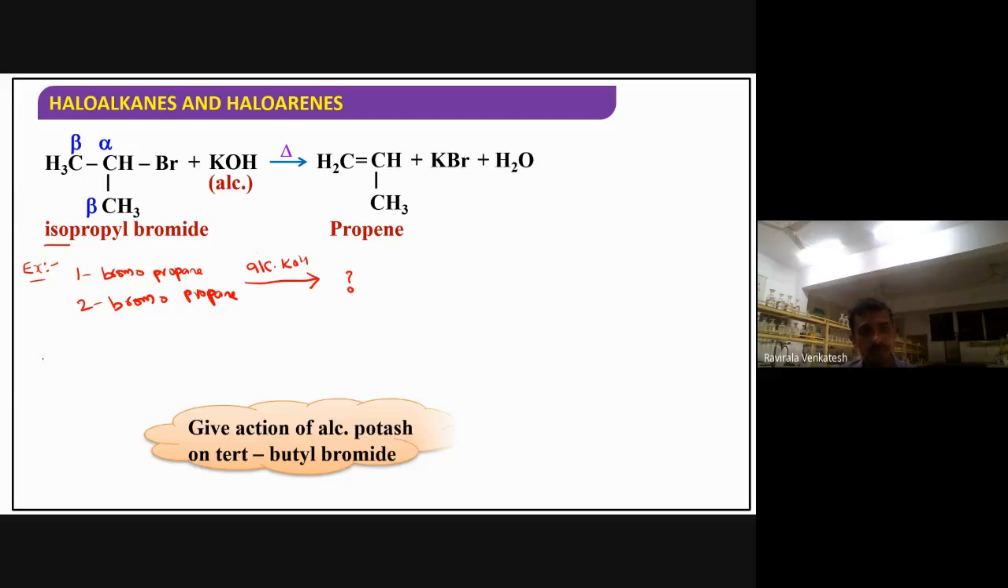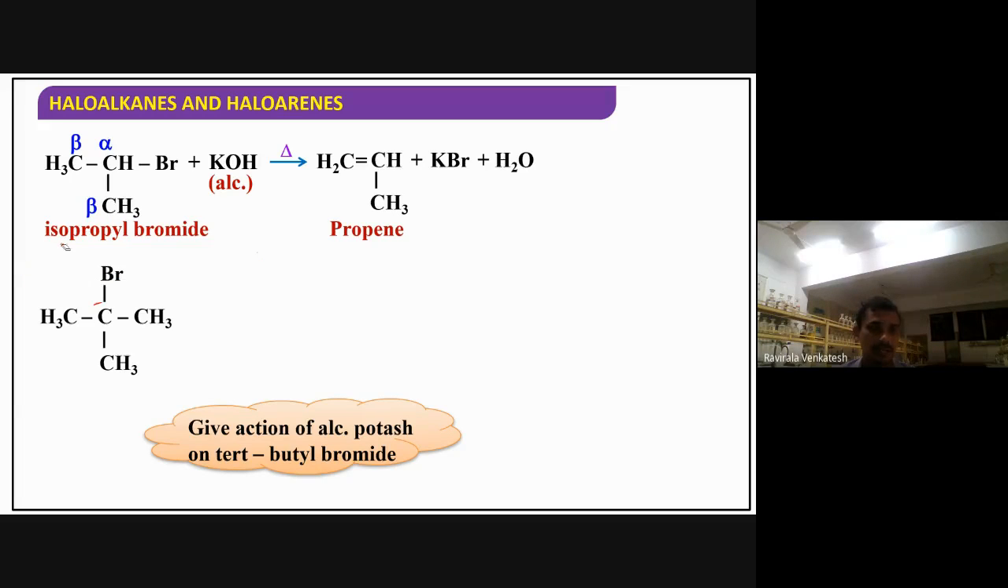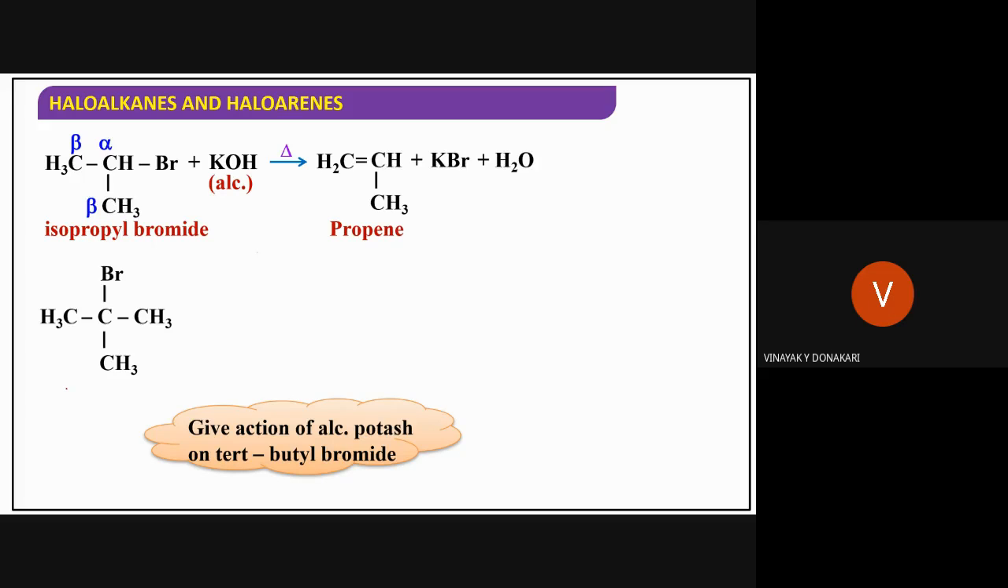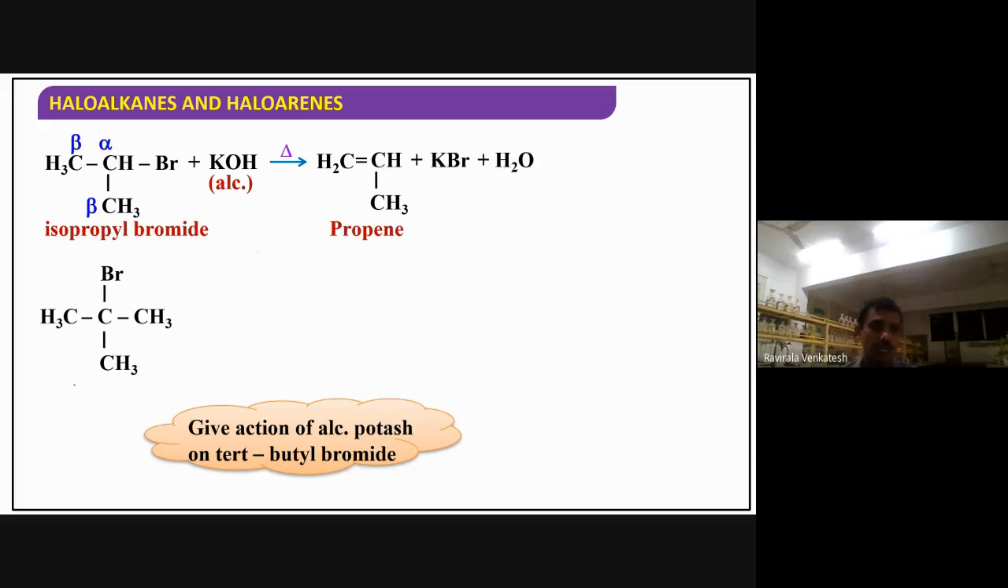Next, we'll move to what? One more exercise here. Now let me take one more exercise. Now this is called what? Tell me the name of this compound, all of you. Do first. The name of the reactant, first of all. The name of this reactant. 2-bromo 2-methyl propane. Right, 2-bromo 2-methyl propane is also called tertiary butyl bromide.